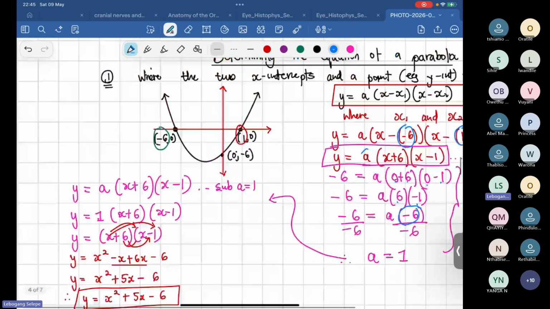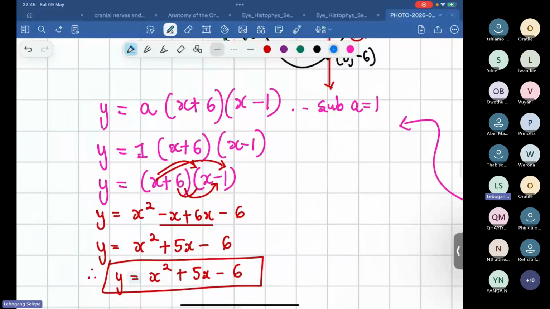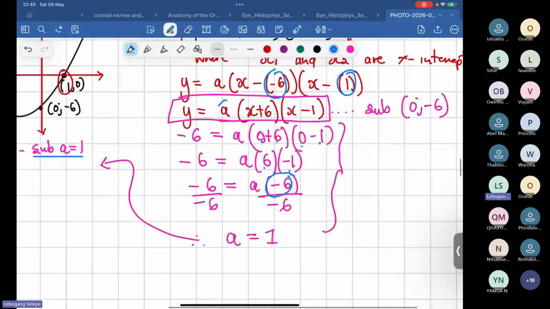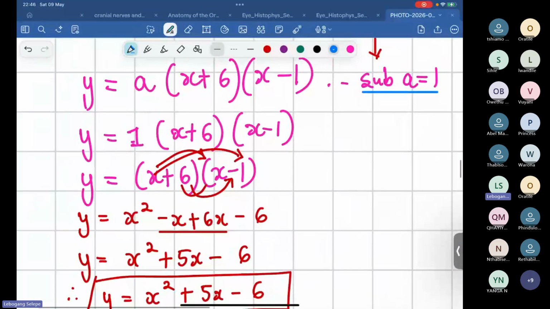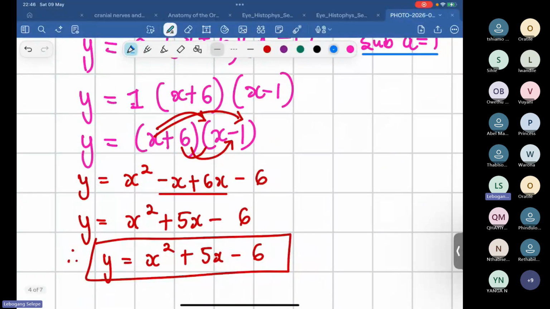Now, once I've calculated that my value of a is 1, I need to substitute that a back to where I wanted to eliminate the a, which is here, right? So if you substitute back the value of a, you're going to find out that you have this. So you need to fill in x times x, that's x squared, x times -1, that's -x, 6 times x, that's 6x, and 6 times -1, that's -6. Then if you simplify -x plus 6x, that is going to be +5x. Then you get to this point. Then that becomes your equation.